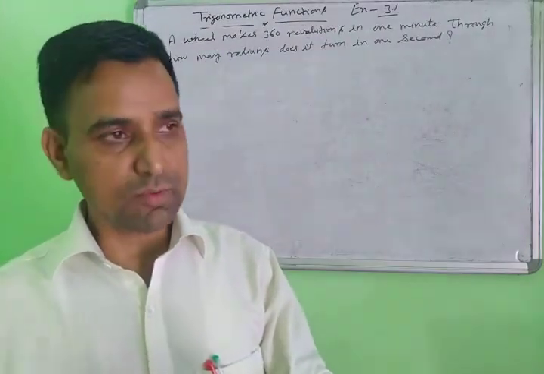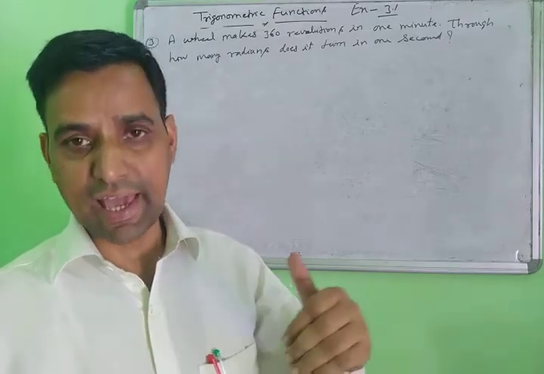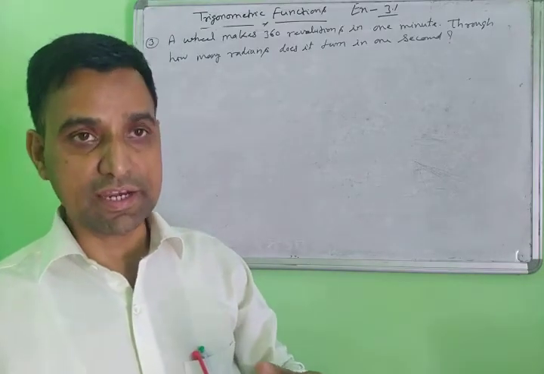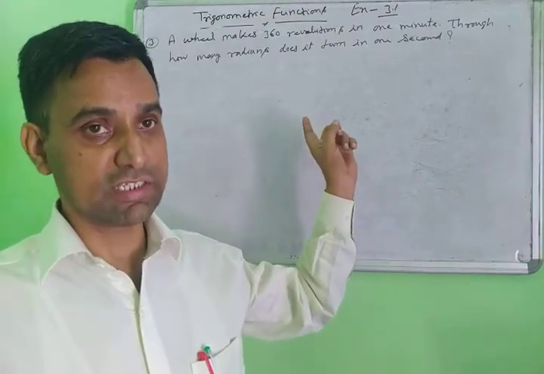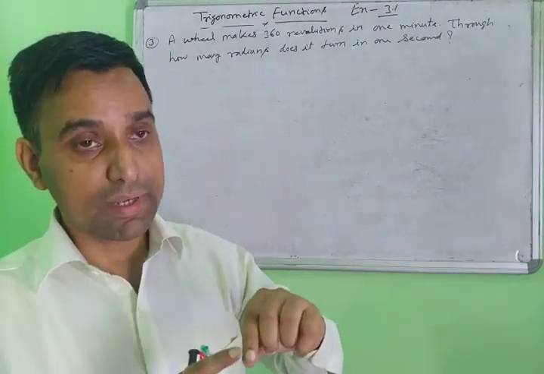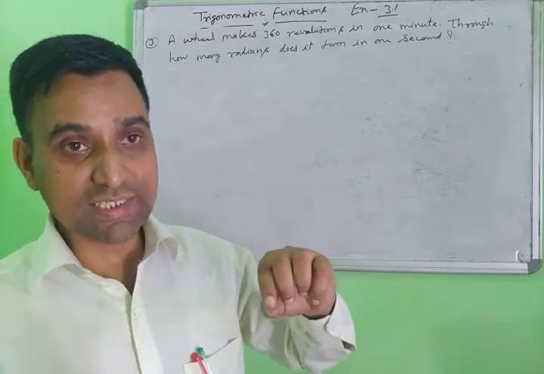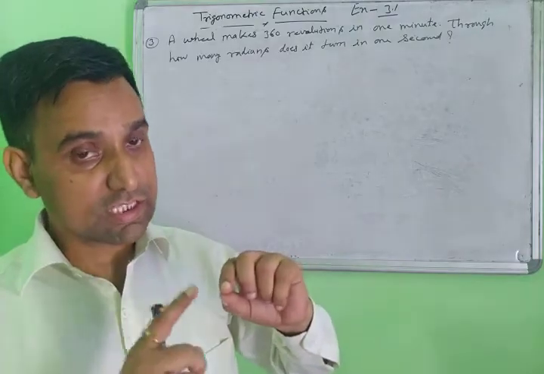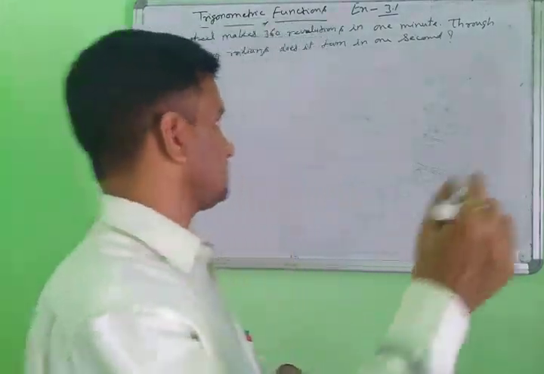First you read the question very carefully, then solve. The total number of revolutions given is 360. What you need to find is the angle in radians, but don't directly convert 360 into radians. First find how many revolutions the wheel turns in 1 second, then this will be converted into radians. Yes, now look here.